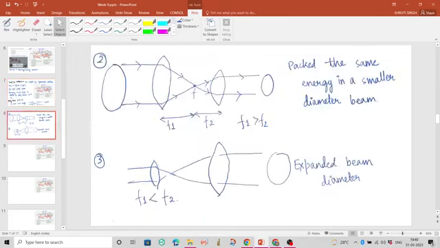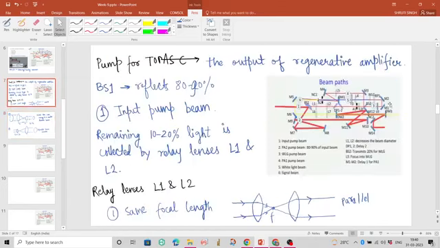Because we need to reduce the beam size or the beam diameter, so that it will be helpful in the next set of optics. So that's why these L1 and L2 are the relay lenses, in which L1 is a lens of larger focal length. Now the next part: we have discussed till now that the input pump beam comes, hits the beam splitter, and from here 80% of the light is reflected and 20% is transmitted, and here there is a change in the beam diameter. And after that we have DP1 and DP2.